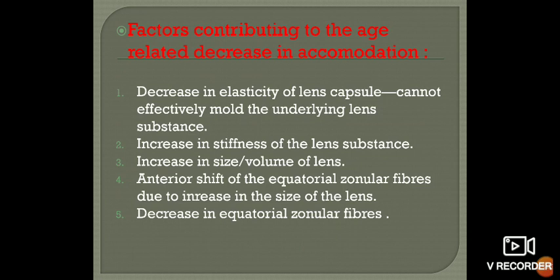When we focus at a near object, what happens? There is contraction of the ciliary muscle. When the ciliary muscle contracts, there is relaxation of the zonules, and because of the relaxation of the zonules, the anterior surface of the lens and the anterior capsule of the lens acquire a more curved shape. So curvature will increase, and because of this, the total power of the eye will increase.